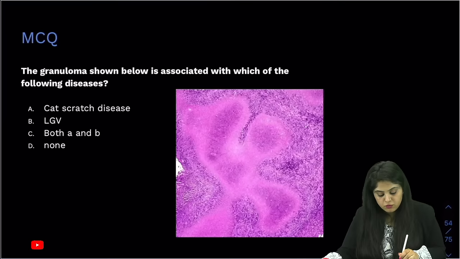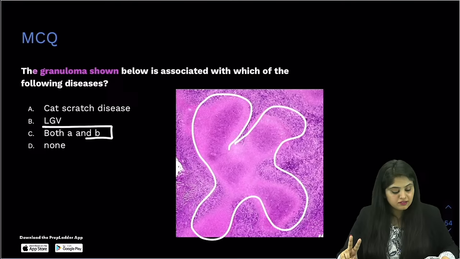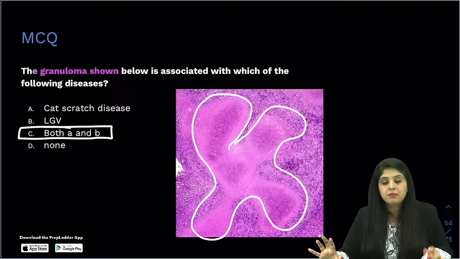So if they give you a question like this, where the granuloma seen below, you know, is a stellate granuloma, you know there are two conditions which show it: cat scratch and LGV. So your answer has to be both. Please always look out for these 'both' options. Don't be in a hurry in the paper marking A or B. Always read all four options. So this is seen in both.